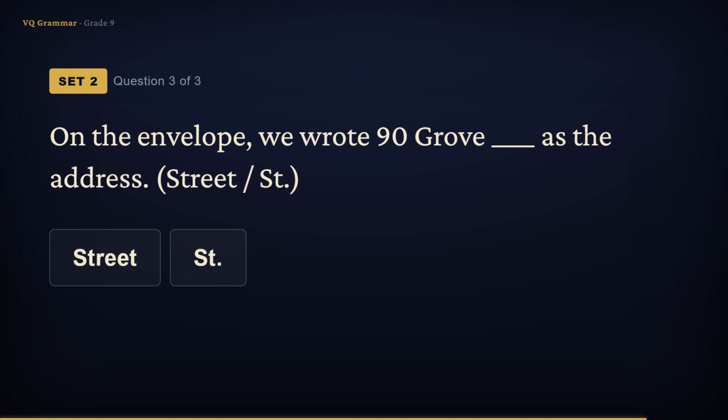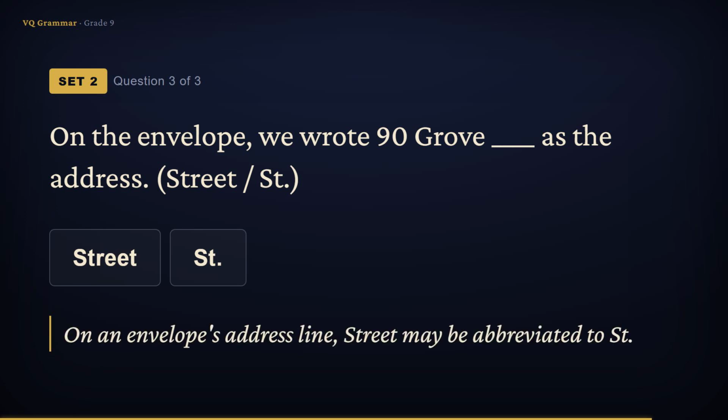On the envelope, we wrote 90 Grove blank as the address. Since this is an address line on an envelope, we're allowed to shorten it, so the answer is ST.